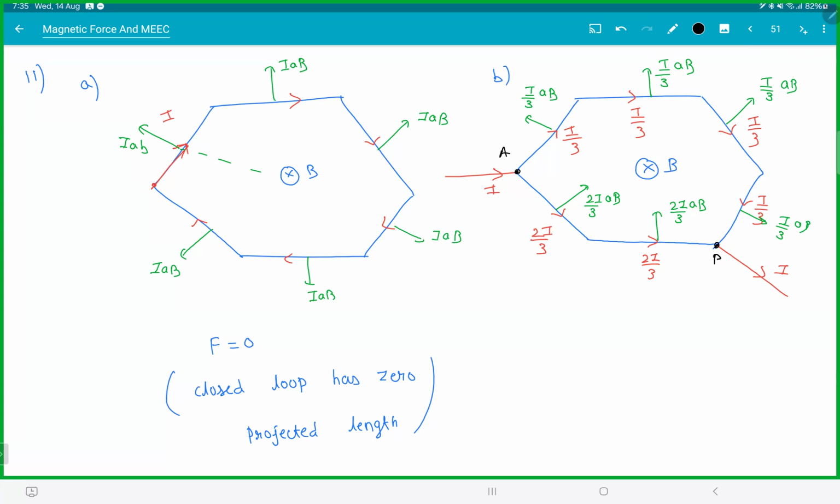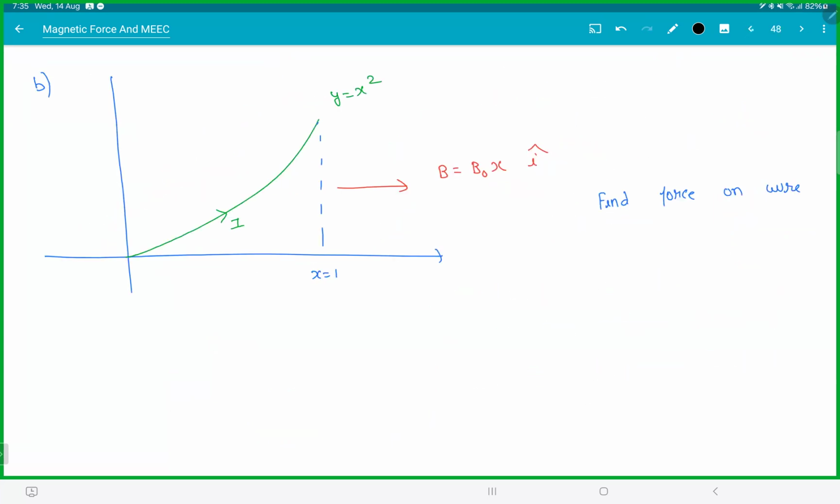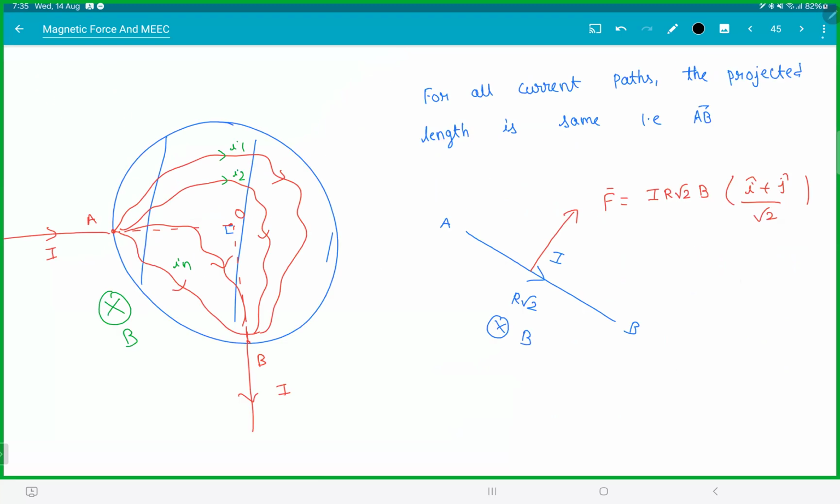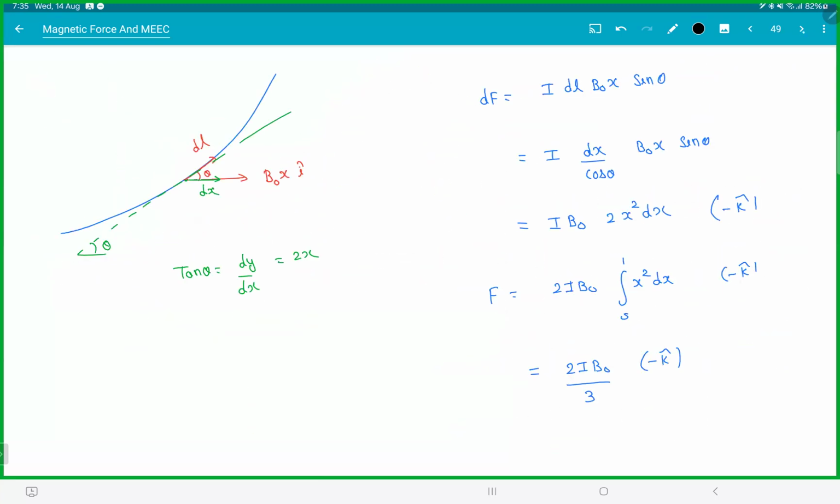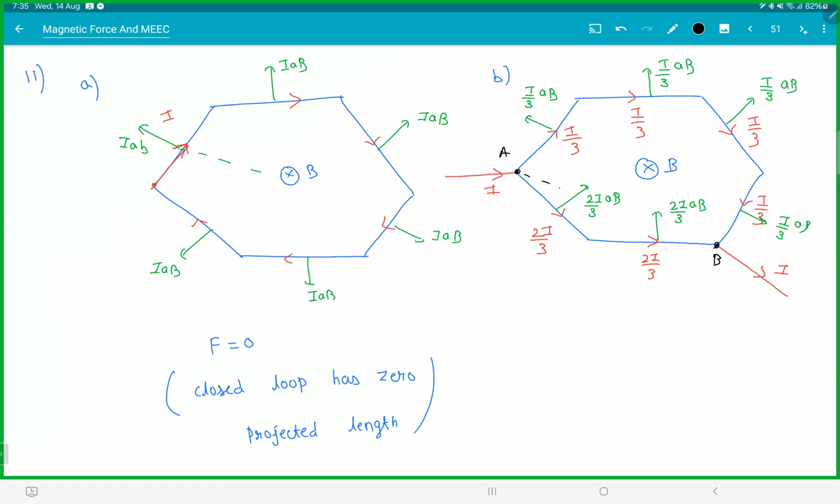Now this question is as good as the disk, isn't it? You did the disk, which was having currents in random directions. Hexagon is much more beautiful than that. So you could have just taken this length AB as a projected length. The force would be I into the length AB cross B. And this length will be root 3 times A. Hope you remember, this is your projected length. So that would be the faster way.